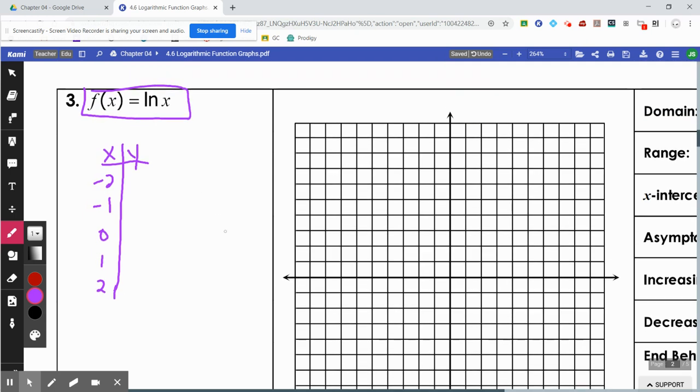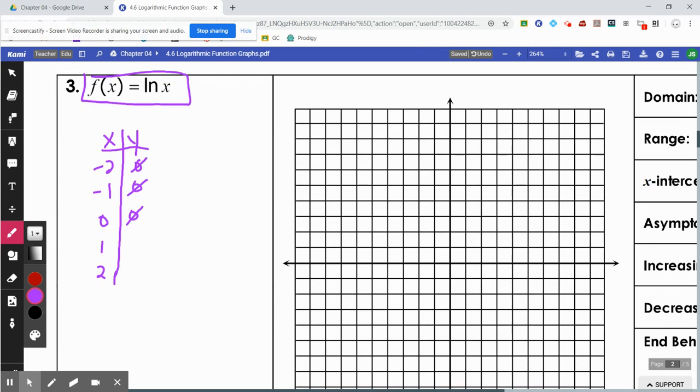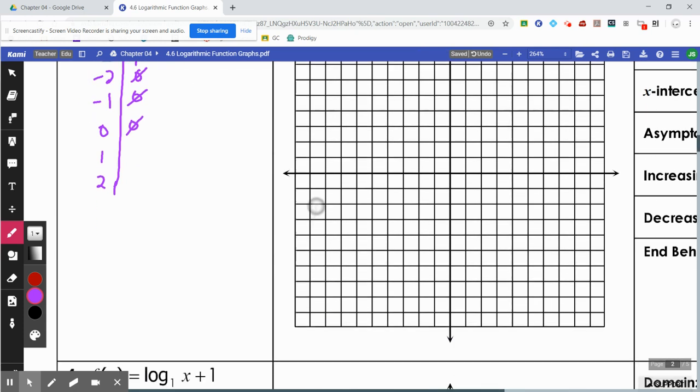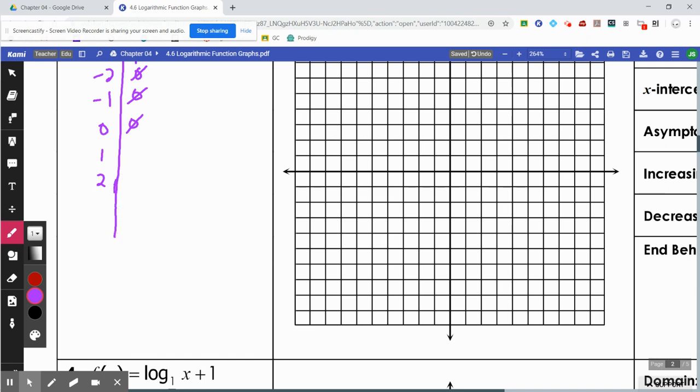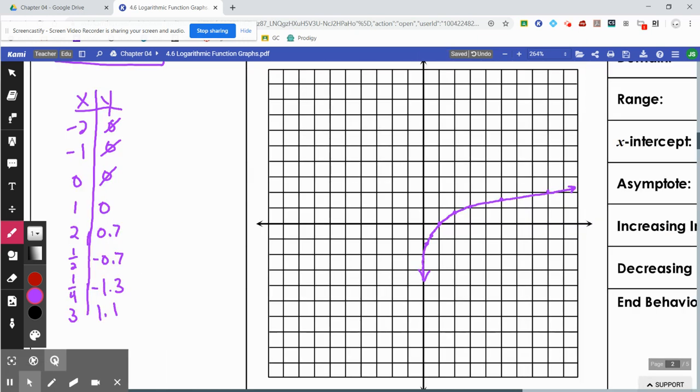When you plug those in, natural log of -2 is undefined. Natural log of -1 is undefined. Natural log of 0 is undefined. So we're going to have to find some better values first off, because none of those values would work. So be careful what you're plugging in. Maybe you should plug in 1/2, 1/4. You could plug in 3. Here's the values you'll get. So here's a look at our table, and there's a look at our graph.